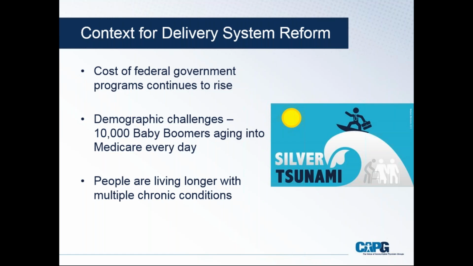So I thought it would be good to start this conversation by taking a step back. Why are we here? Why are we talking about alternative payment models to begin with? Why is this important? Why does the federal government care? And familiar, I'm sure, to many of you on the line, the delivery system reform movement and this movement to alternative payment models came about in response to a couple of challenges.